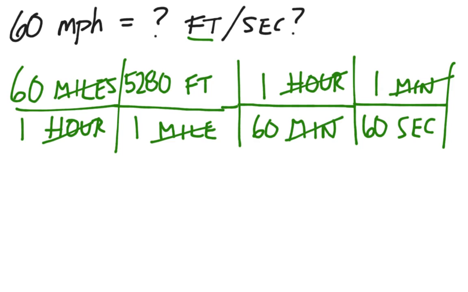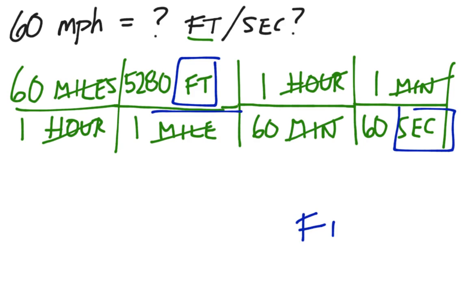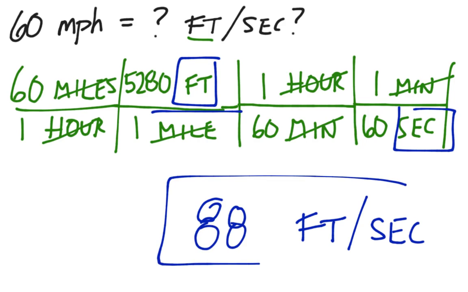Minutes cancel. If I were to stop right now, the units left standing are feet per second, which is the unit that we're looking for in the question. The only thing that's left to do is crunch the numbers. 60 divided by 1 times 5280 divided by 1 times 1 divided by 60 times 1 divided by 60. The answer that you obtain is 88 feet per second. These are a couple examples of dimensional analysis, an important tool when we learn about stoichiometry down the line.